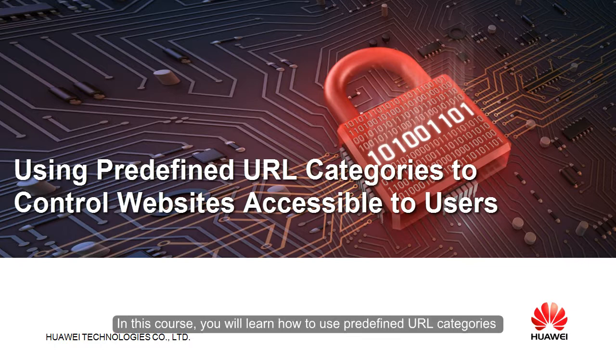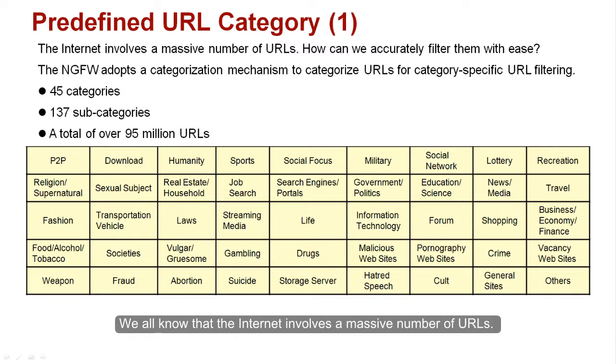In this course, you will learn how to use predefined URL categories to control websites accessible to users. We all know that the internet involves a massive number of URLs, so how can we accurately filter these URLs? HUAWEI USG6000 adopts a categorization mechanism to categorize URLs for category-specific URL filtering. Currently, HUAWEI USG6000 contains more than 95 million URLs in 137 subcategories of the 45 categories, and the numbers are still increasing. The table lists all categories, which almost cover URLs of all types.